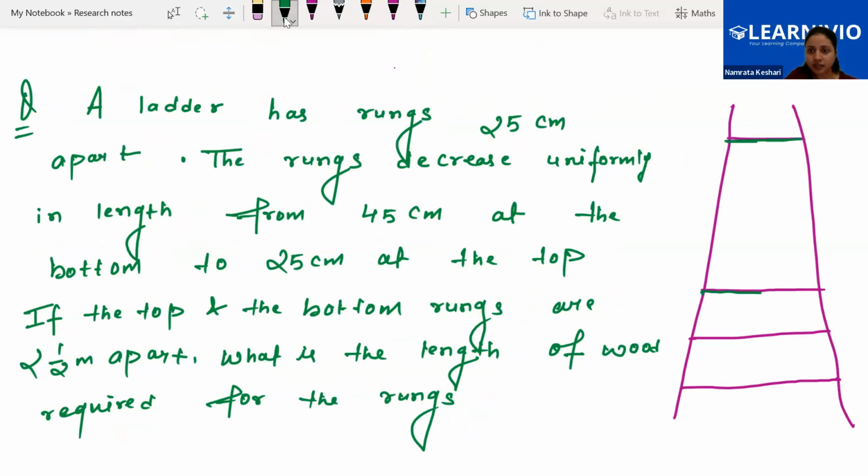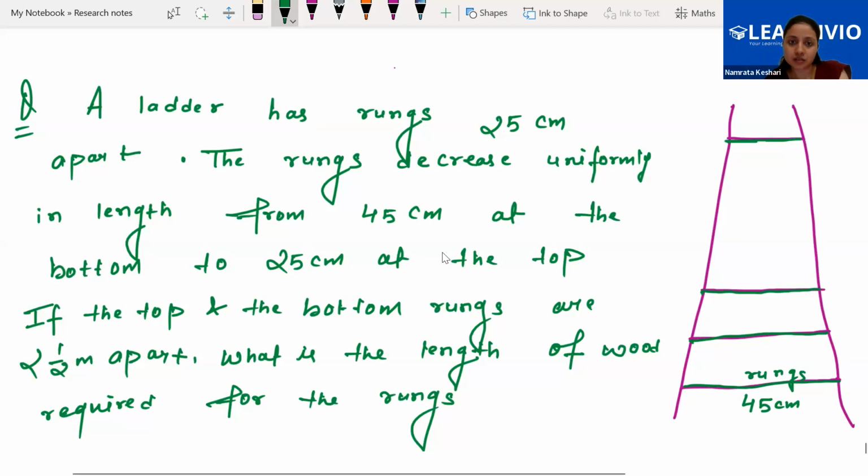Can you see the green colored part of the ladder, Harshit? Yes, ma'am. These are called rungs. Okay, the green one which we take the help of to go up, that's called the rung of the ladder.